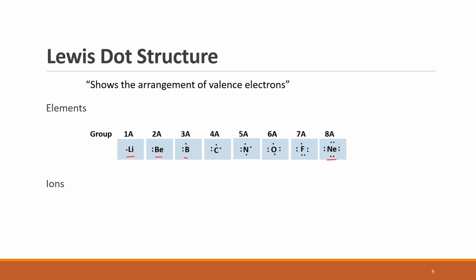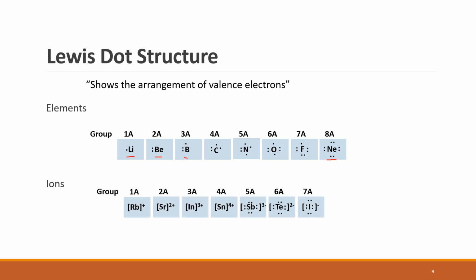Now let's look at ions and how we would draw Lewis dot structures for ions. So drawing Lewis dot structures for ions, you'll notice for the main group metals, not only do we have them in brackets with a charge on the outside of the brackets, but there are no dots around the metals. Why are there no dots around the metals? Well, because rubidium, for instance, is in group 1. So if it was neutral, so we have neutral rubidium, for instance, what would that Lewis dot structure look like?